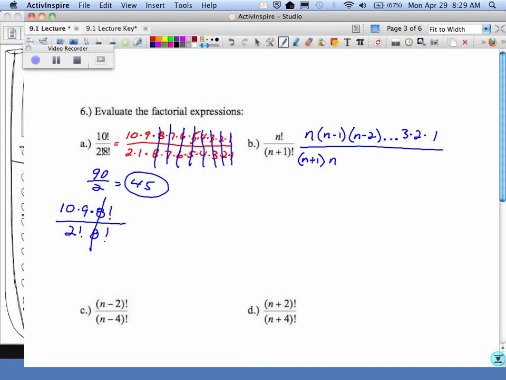Sure. The pattern will continue until what? Until you go 3 times 2 times 1. I don't get it. What's the same? Everything from n out there, right? Now, when you cross things off, you're really leaving a 1 behind. So this ends up being 1 over n plus 1.